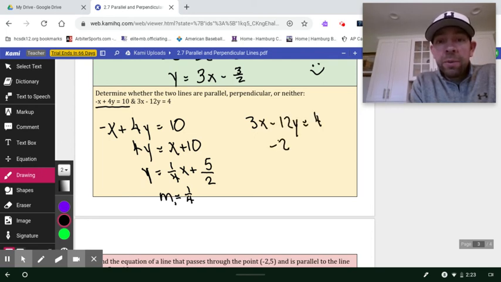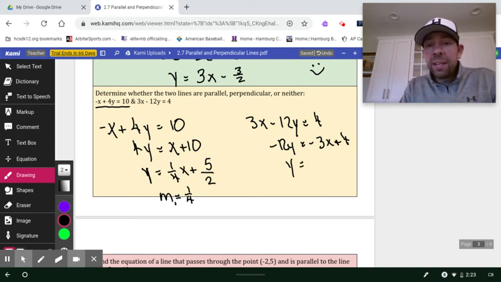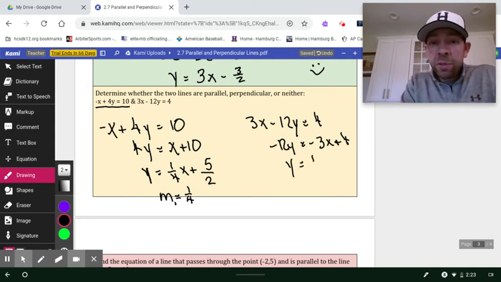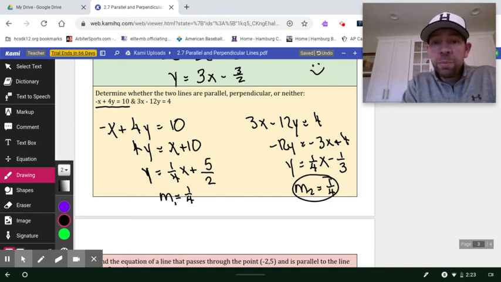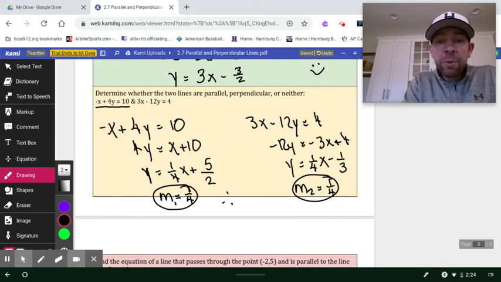Let's take a look at the second line, 3x minus 12y equals 4. First thing I'm going to do is subtract the 3x over. Then we can divide everybody by negative 12. Now negative 3 divided by negative 12 does reduce to 1/4, and 4 divided by negative 12 reduces to negative 1/3. So the slope of this line is 1/4. Now, because these slopes are the same, our conclusion would be that these lines are parallel because they've got the same slope.